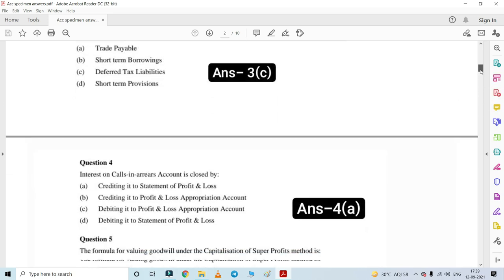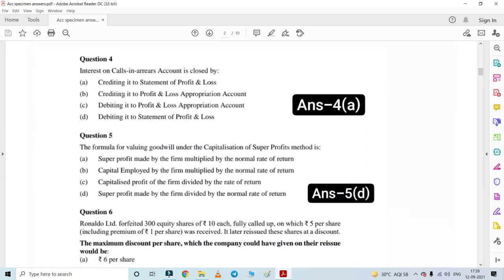The fourth question is, interest on calls in arrear account is closed by which of the following statement? The first is crediting the statement of profit and loss account, crediting it to PL appropriation account, debiting to PL appropriation account, or debiting to statement of profit and loss account.